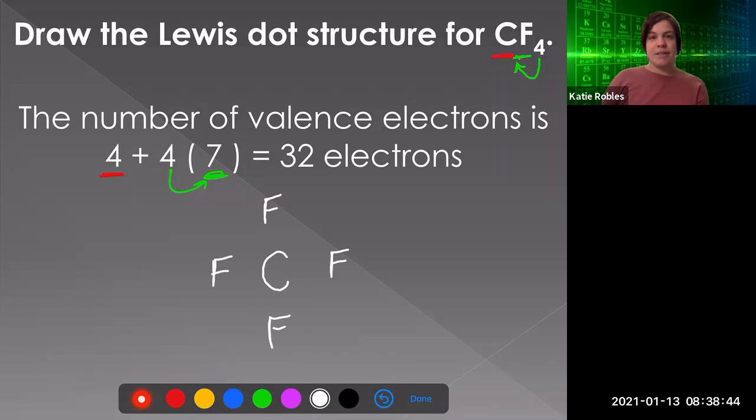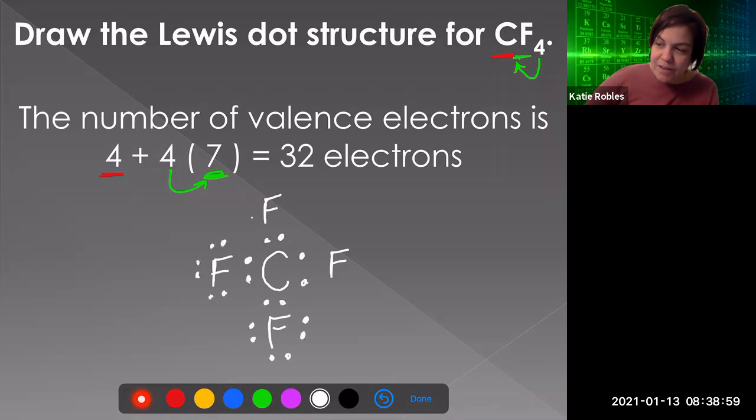And then go ahead, start adding in electrons. Make sure you satisfy all octets. So there's my octet around that carbon. Here is my octet around the fluorine. And each one of these fluorines has to have an octet.